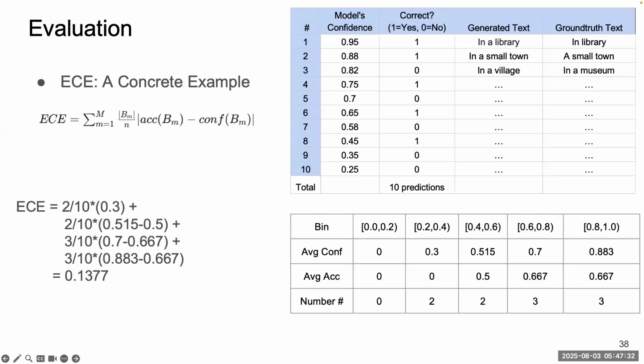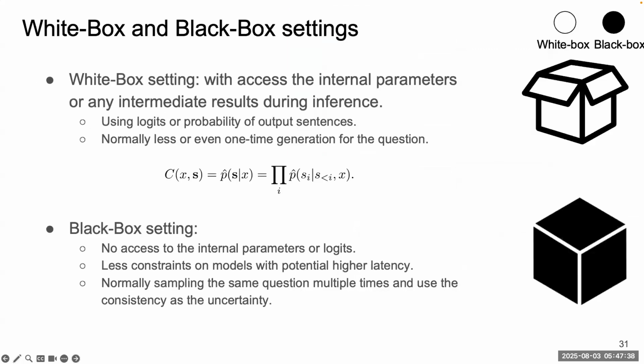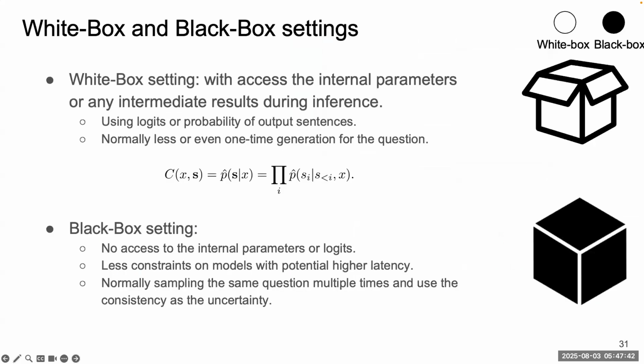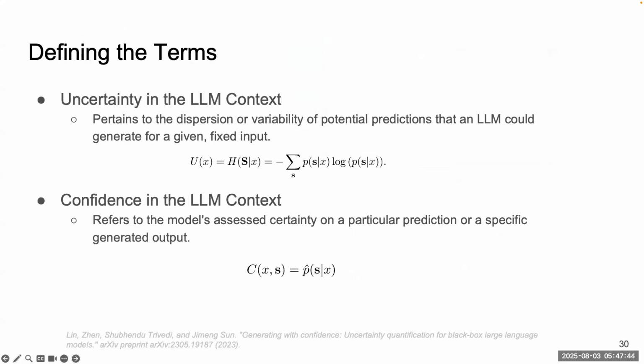Yeah, we'll cover it later. Like we said here, the definitions of uncertainty and confidence. So you want to quantify the generated output sequence, right? There are multiple ways to estimate that.